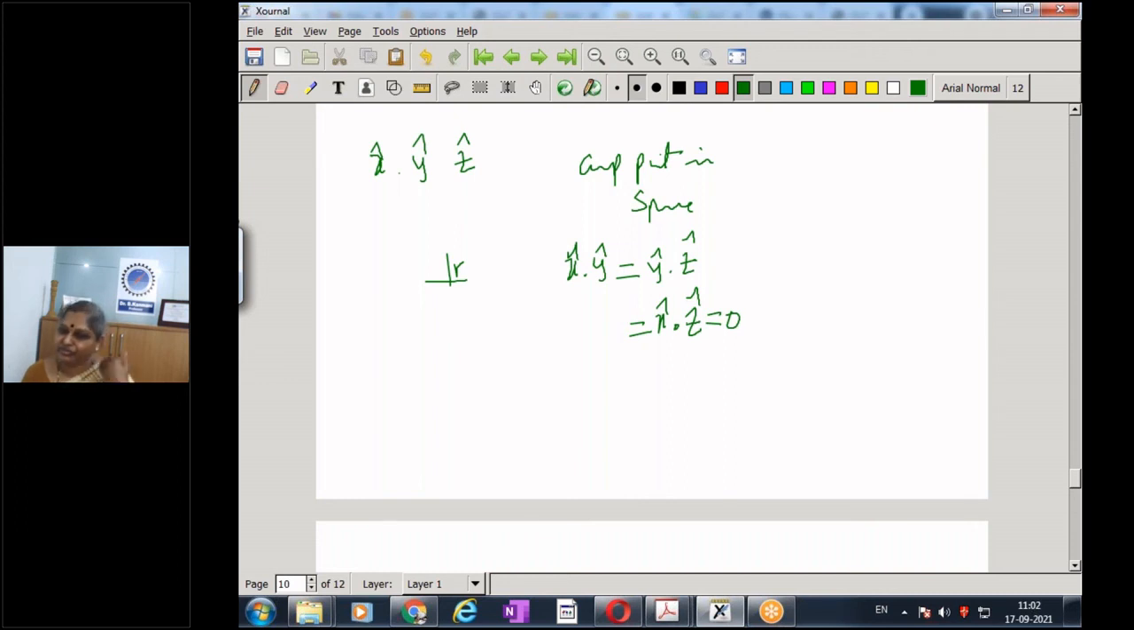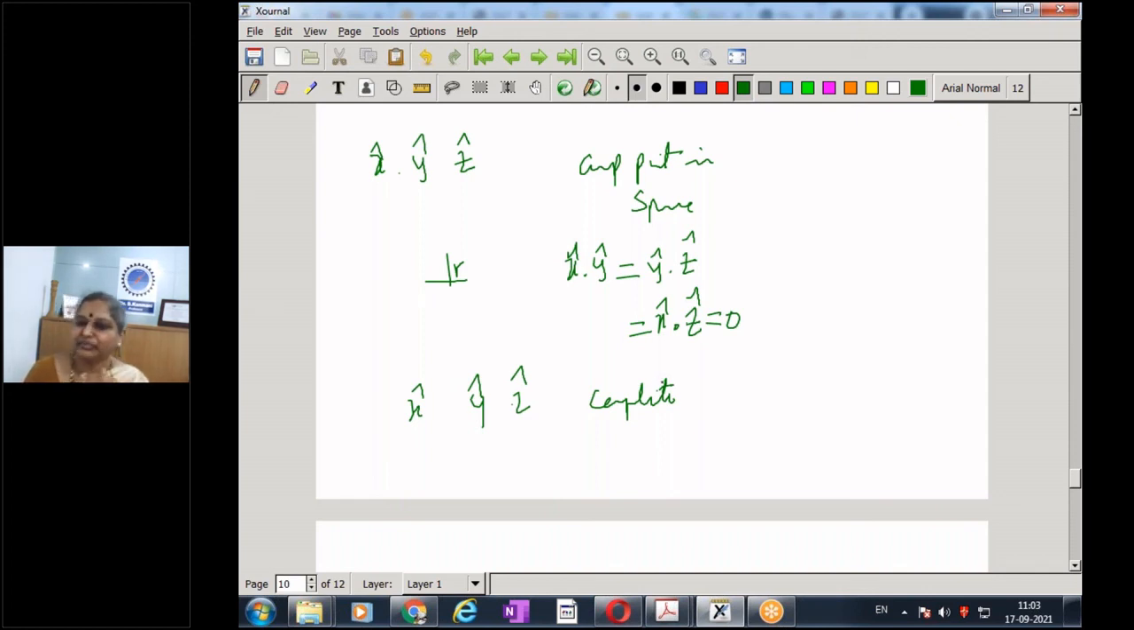And can I have one more, a fourth axis, which is perpendicular to x, y, z? I have three axes, x, y, z, with the coordinate system such that they are all perpendicular to each other. Can I find a fourth axis which is perpendicular to x, y, z? No. That is why I cannot find a fourth axis. x, y, z form a complete set of perpendicular axes, and because of which I can represent any point in space.